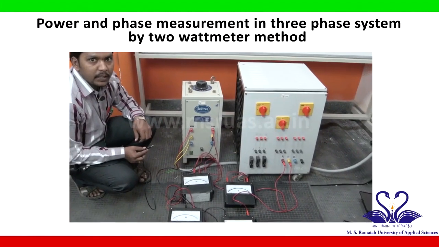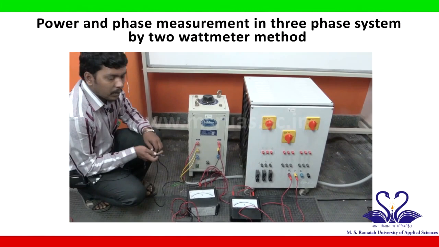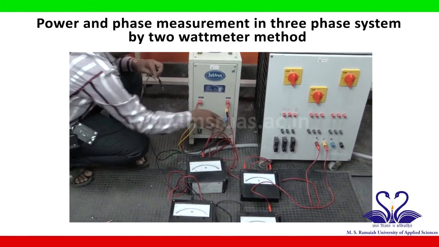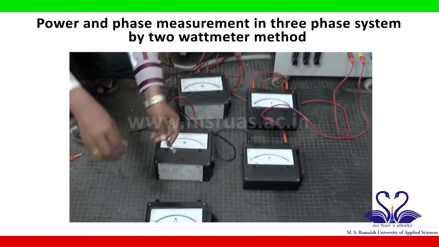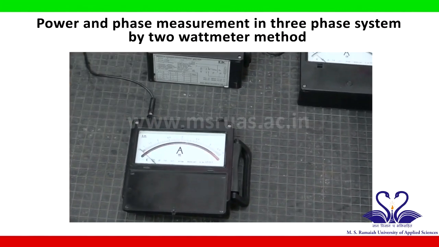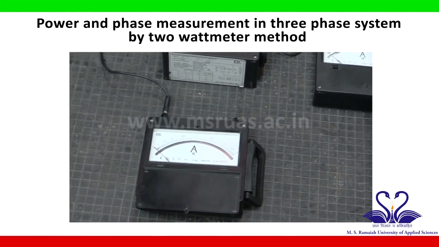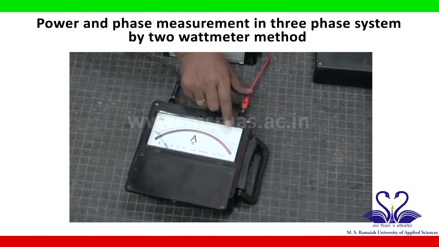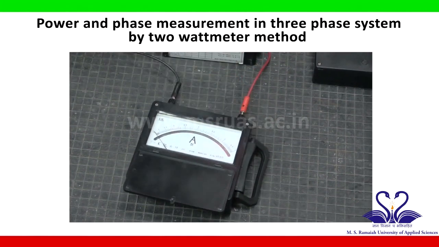Now make the connections for the B phase. The B phase of the auto transformer to the ammeter, now the ammeter other terminal to the B phase of the 3 phase resistive load.